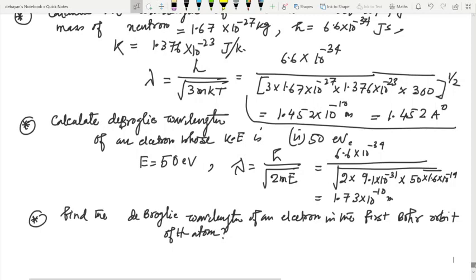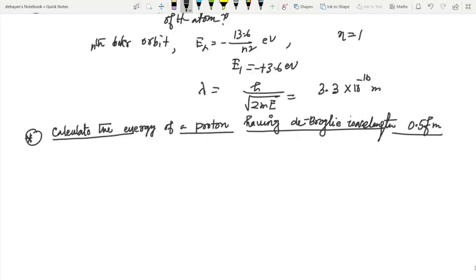In that particular case, you may be thinking that you just put in the value and you will get the answer. That means you know you have to find the energy, so lambda equals h by root over 2mE, and from that you will get the value of energy. But there is a trick. What is the trick? Just listen carefully.